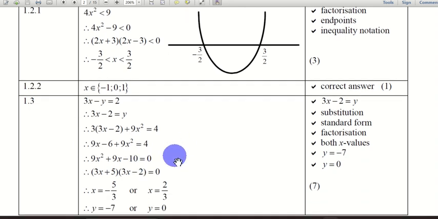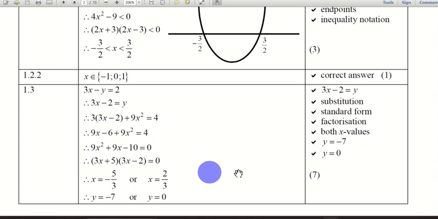Sorry, no, this simultaneous equation. Anyone got those answers on their own? 1.3. Okay, so after that, I'm going to give you time to go on.